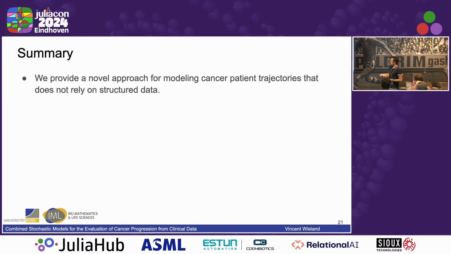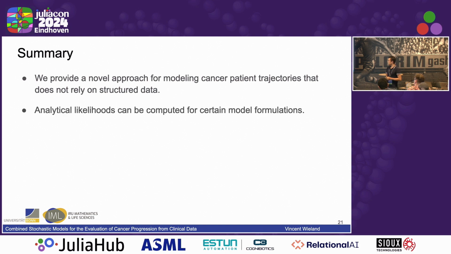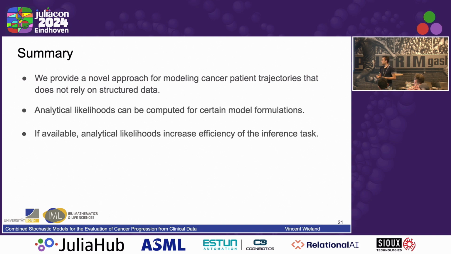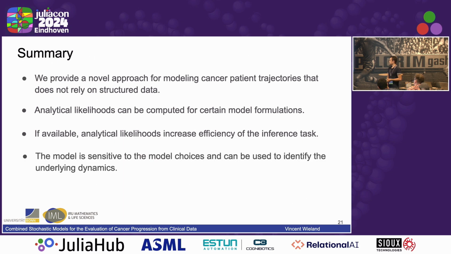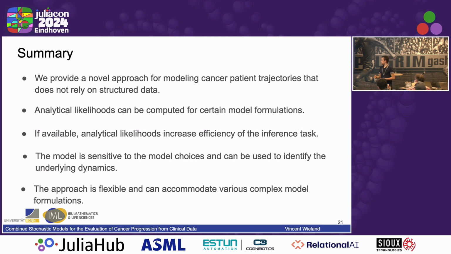To sum this part up a bit, okay, we now have a kind of novel approach for modeling a cancer patient, taking into account these 3 processes which are all correlated and combined, and we do not rely on structured data, so we just sampled at random time points for these different processes. We can compute analytical likelihoods in certain model formulations, and if available, they really increase our efficiency. But if not, we can still use the modeling framework to do inference tasks. It is sensitive to model choices, and we can try to use it to identify underlying dynamics, and it's quite flexible, and we can accommodate various complex model formulations.